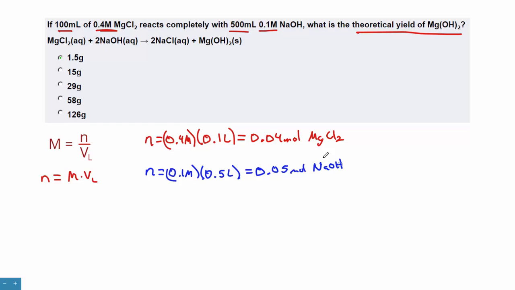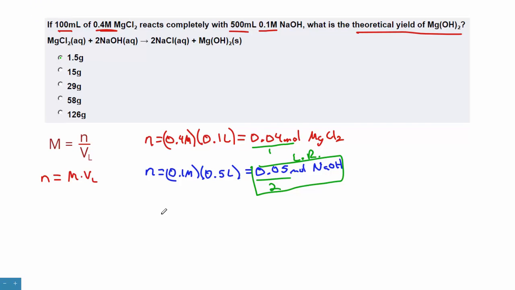NaOH. Now to find the limiting reagent from these, we're going to divide each of these number of moles by the coefficient in the balanced reaction. So for MgCl2, we divide by 1. For NaOH, we'll divide by 2. And whichever number comes out smaller is the limiting reagent here. And 0.04 over 1 is 0.04. 0.05 over 2 is 0.025, and that's going to be the smaller number. And that's going to mean here that our NaOH is our limiting reagent.